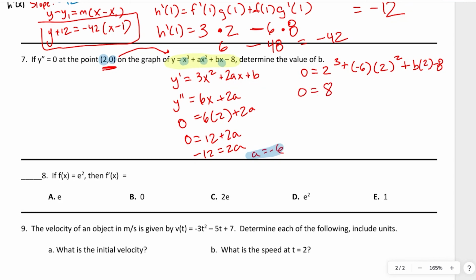2 cubed is 8. And then we've got 2 squared is 4 times negative 6 is going to be negative 24 plus 2b minus another 8. So we have the 8 minus 8. Those are going to cancel each other out. We can add 24 to both sides to get 24 equals 2b. So I'm getting b equals 12 here.